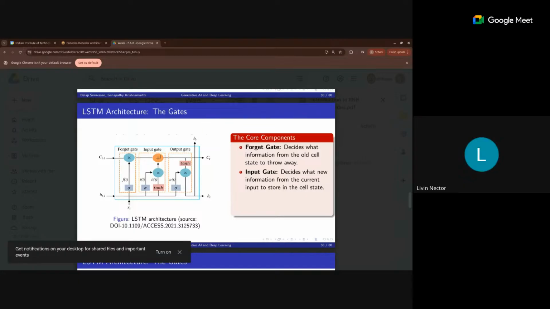So you see, the CT is multiplied with this output gate to give the next HT. Here it is multiplication, this one and this one combining to produce the H.